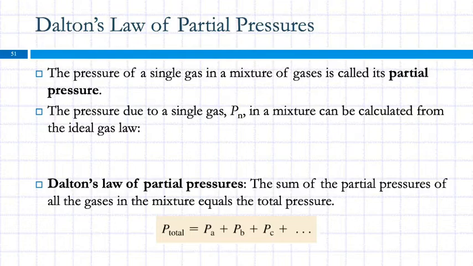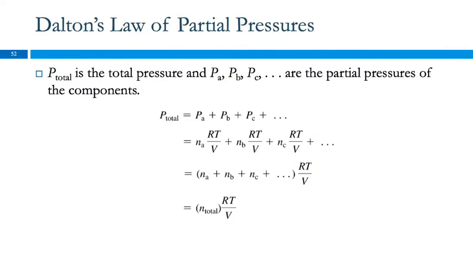So the pressure of an individual gas in a mixture can be calculated using the ideal gas law. PV equals nRT. If we want pressure, we're going to divide by volume. The pressure of an individual gas is equal to nRT over V. So P with a subscript total is the total pressure, and with a subscript A, B, C, or with an element or a compound formula, that would be the pressure of the individual components.